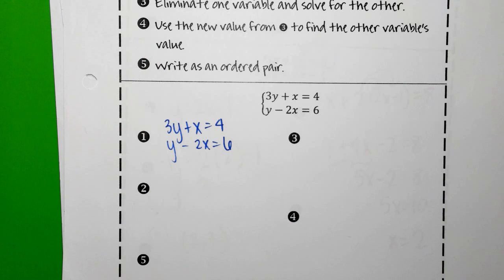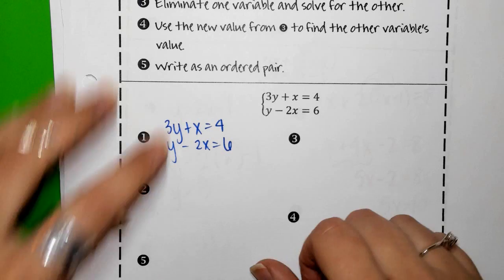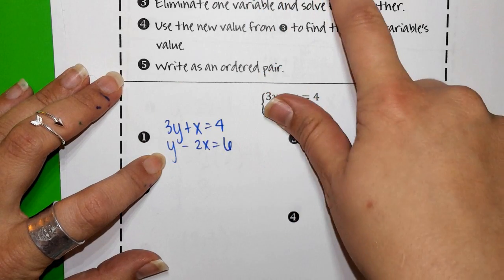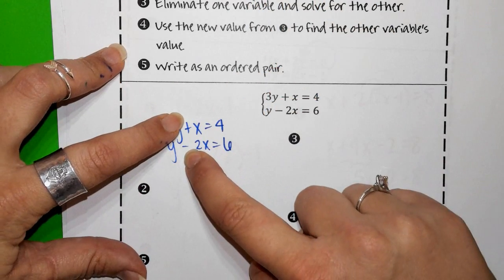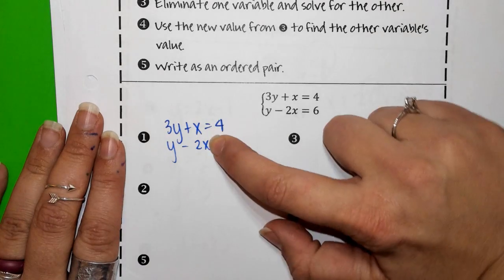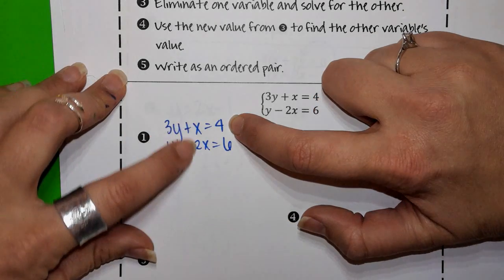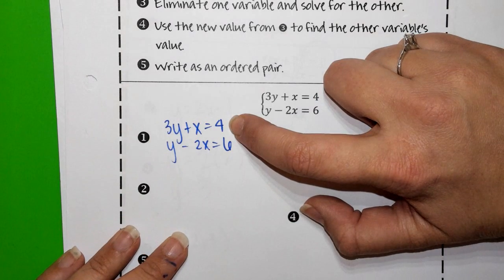What can we do? You're confused? Is that what you said? Okay, so first thing we did, step 1, was we lined up our like terms so that our y's are on top, our x's are on top. Then we looked for inverse coefficients, which means we need opposite sign and same numbers. So our x's have opposite signs. What could we do to our top equation so that they have the same coefficient?